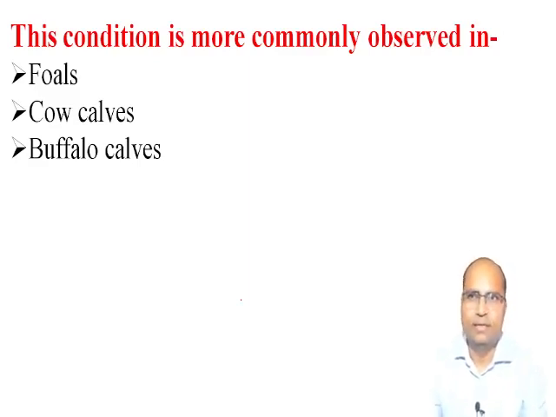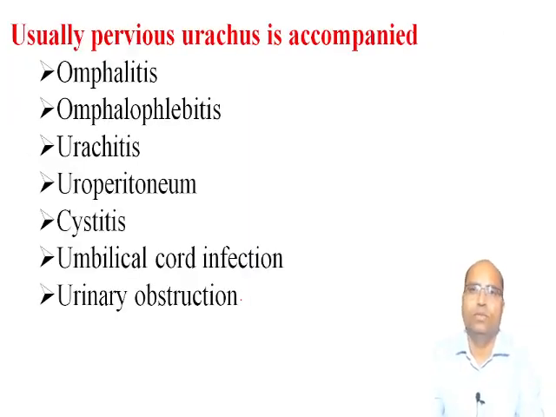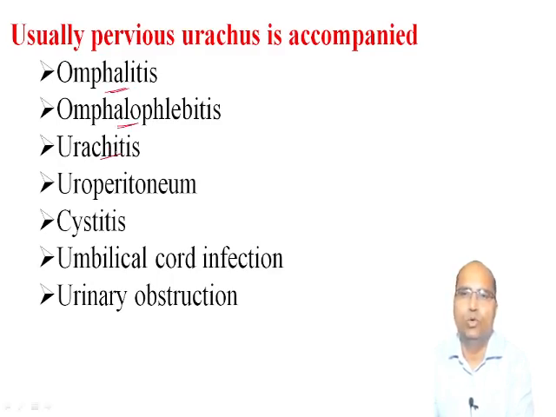Friends, the Pervious Urachus condition is more commonly observed in cows and buffalo cows. Usually, Pervious Urachus is accompanied with omphalitis, omphalophlebitis, urethritis, uroperitoneum, cystitis, umbilical cord infection, urinary obstruction.